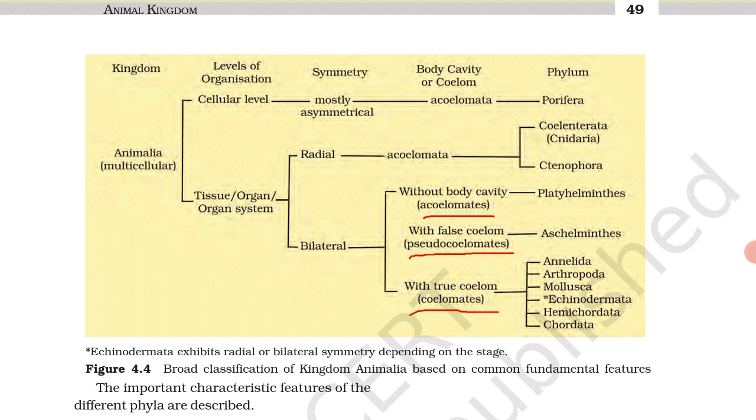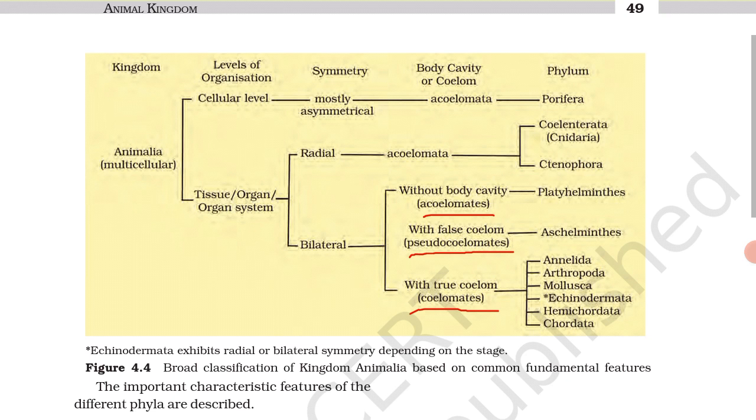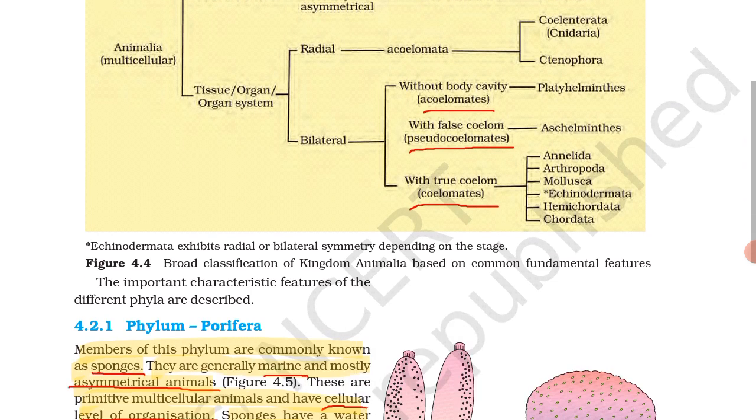So you have to keep in mind these six phyla that are with true coelom. Annelida means 2A, then Mollusca, Echinodermata, then Hemichordata and Chordata. So you have to learn this table by heart. If you learn this table, you are not going to face any difficulties in the animal kingdom. This is the most important table from the exam point of view, and they may ask questions from here.